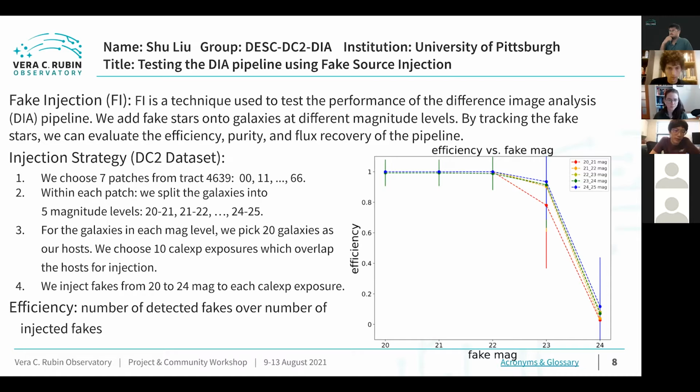Efficiency is defined as the number of detected fakes over the number of injected fakes. On the right, I plot the efficiency versus fake magnitude. You can see that as the fake magnitude increases, the efficiency decreases. When the fake magnitude is really faint, about 24 magnitude, our efficiency starts to approach 0.